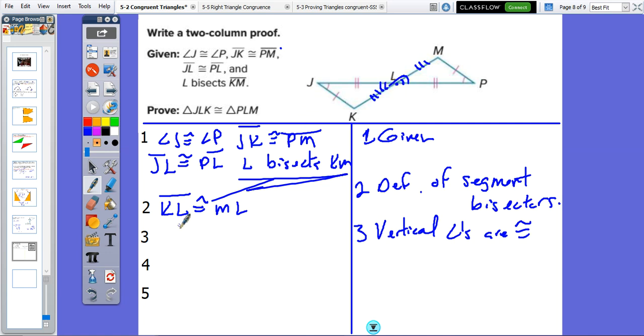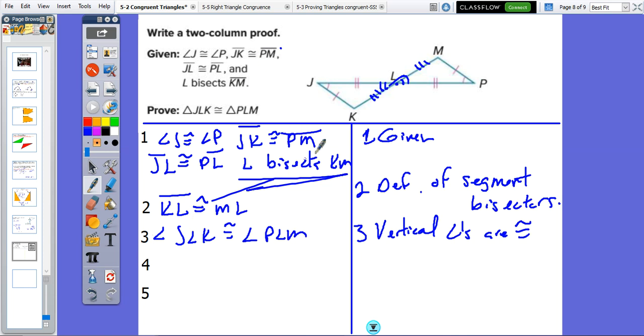What we're going to say is angle JLK, so J to L to K, that makes this angle right here. That is congruent to what's the other side? Relationally, it should be PLM. That's the proper order, PLM.